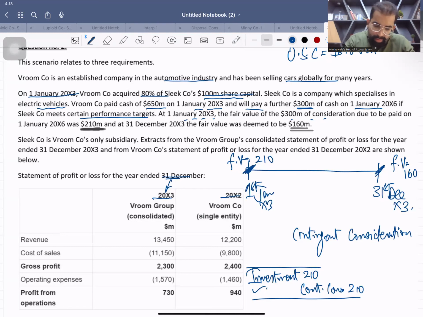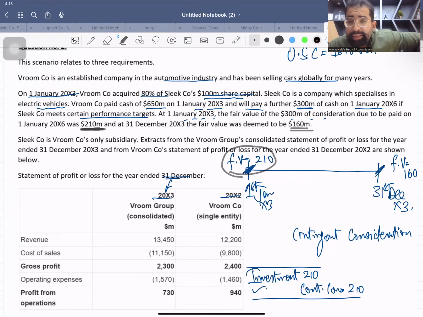Listen, the fair value of contingent consideration at the date of acquisition is 210, but later on it converted into 160. So your contingent consideration is your liability. See, the fair value of liability goes down. So you know the rules.